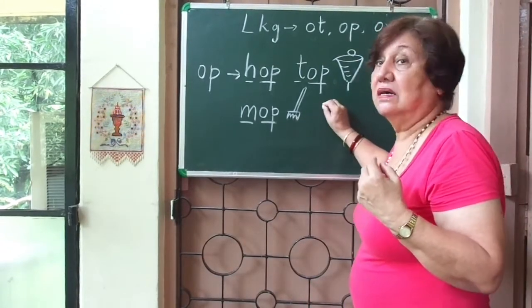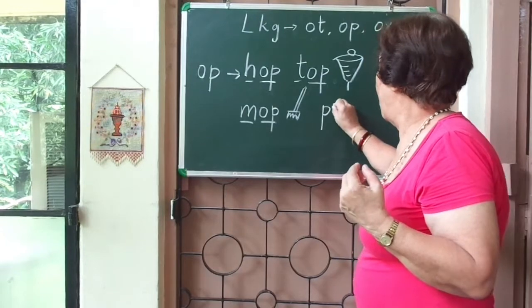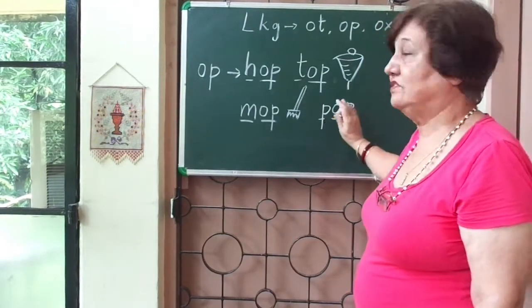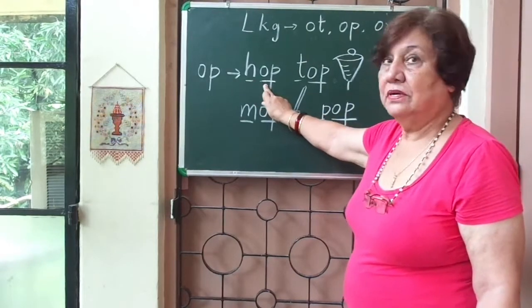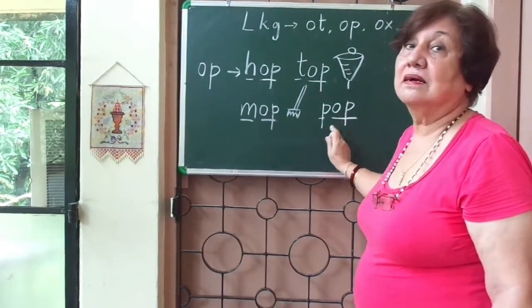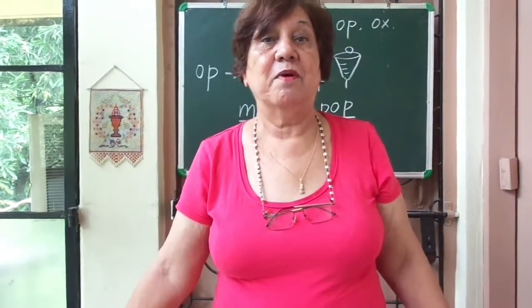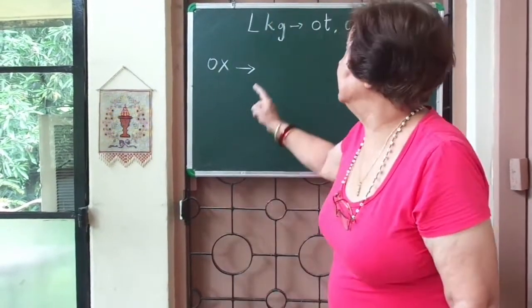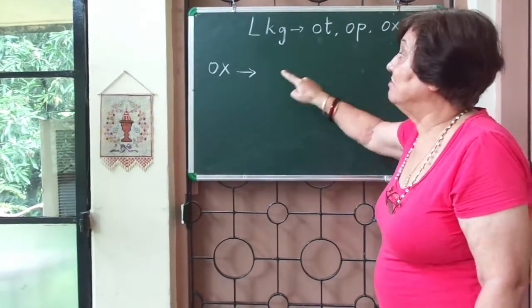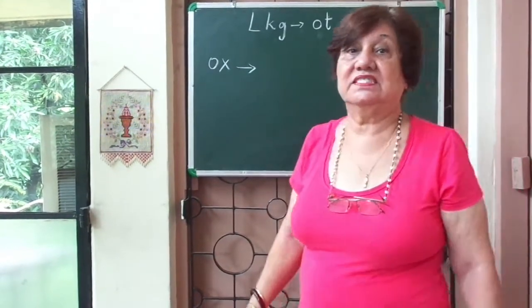Pop. So which are the four words we've learnt? Hop, top, mop, and pop. So children, we just learned OT words. We learned OP words. Now we are going to learn OX words.